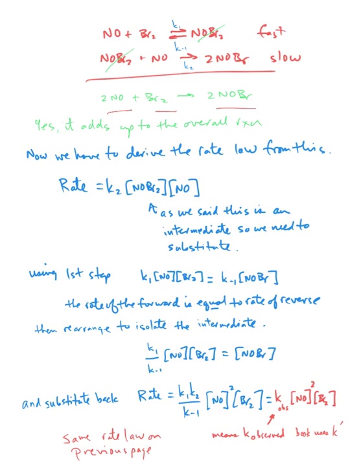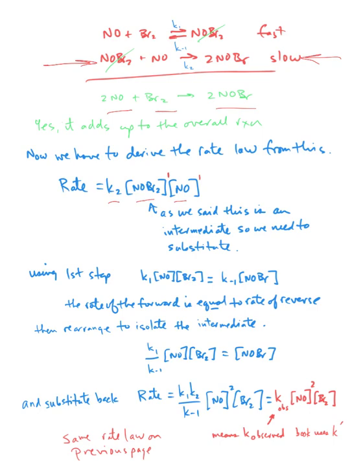So the rate law of the reaction is the rate law of the slow step. That's rate constant k2 times [NOBr2] times [NO]. Remember that the rate law of a rate determining step exactly matches the molecularity of that reaction. So this is first order in NOBr2 and first order in NO. Okay? We cannot report this as the rate law, though, because it contains an intermediate. We have to make a substitution.